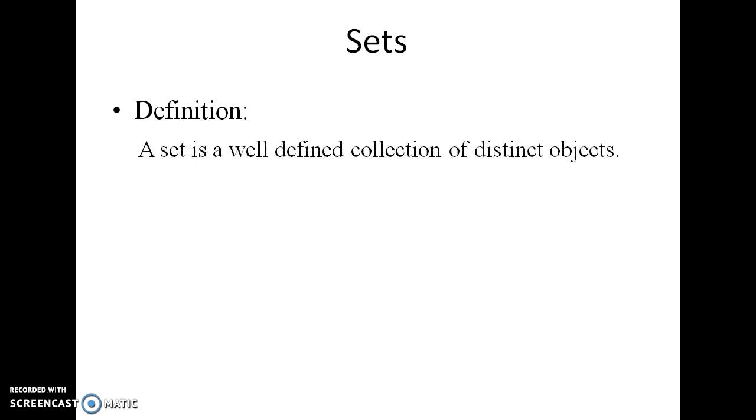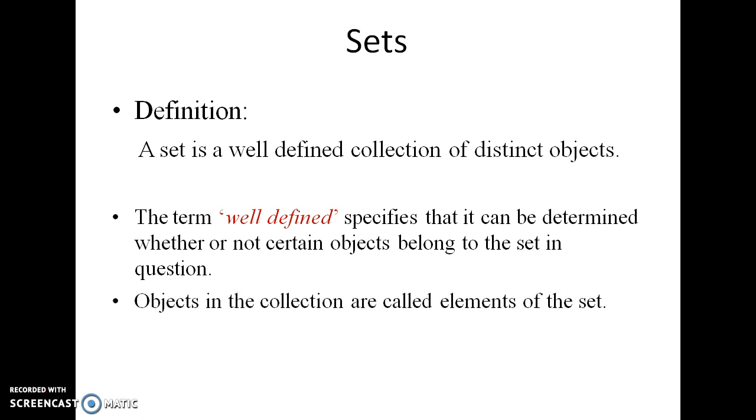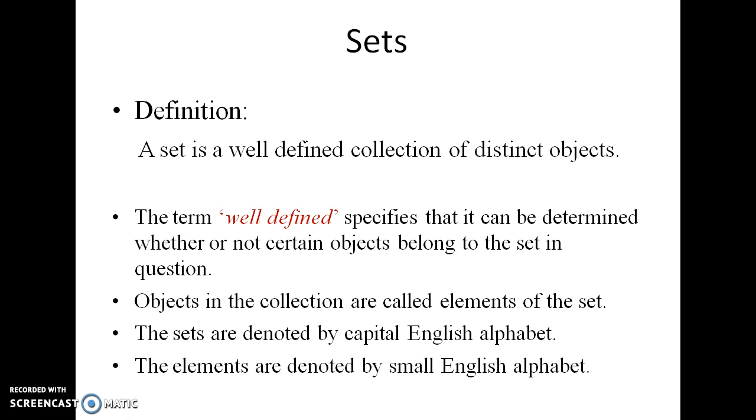Now the definition of sets. A set is a well-defined collection of distinct objects. The term well-defined specifies that it can be determined whether or not a certain object belongs to the set in question. Objects in the collection are called elements of the set. The sets are denoted by capital English alphabets. The elements are denoted by small English alphabets.